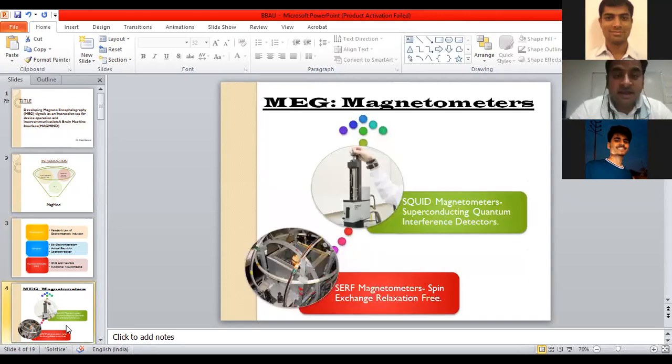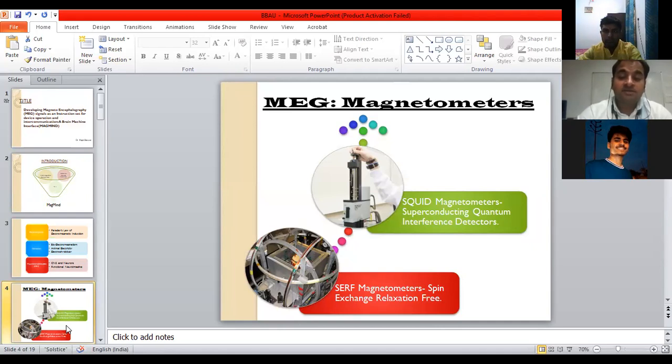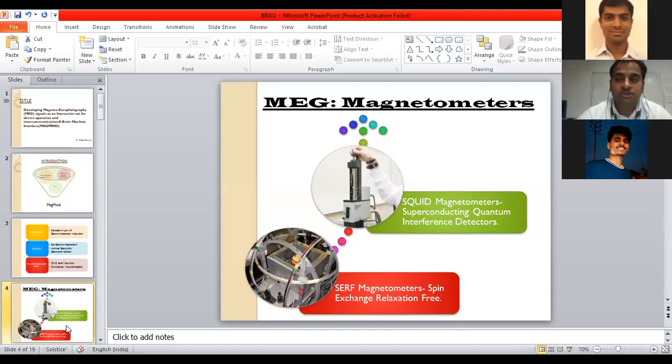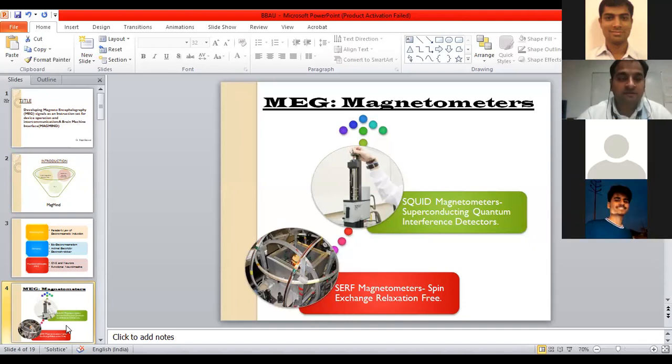MEG is basically a phenomenon. How can we detect this magnetic field? There are devices involved in the detection of the magnetic field generated by the brain. First is known as SQUID magnetometers. The full form is superconducting quantum interference devices. The other is SERF, whose full form is spin exchange relaxation free. These are basically the apparatus which help us in detecting such magnetic fields generated by the brain.